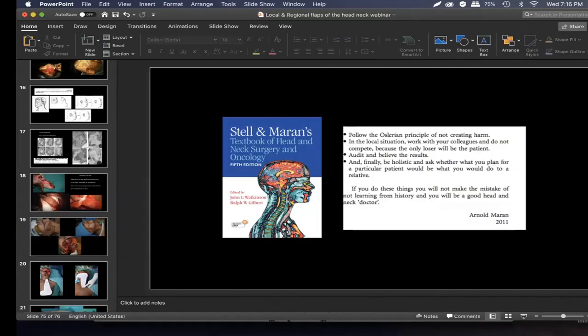That can be done in the bucket handle where it's pedicled on both sides. You're not dividing the pedicle. So if you want to reconstruct the vermilion or the mucosal aspect or part of the vestibule inside, you can use a bucket handle bilateral vermilion bilateral pedicle flap. It can be done, yes.